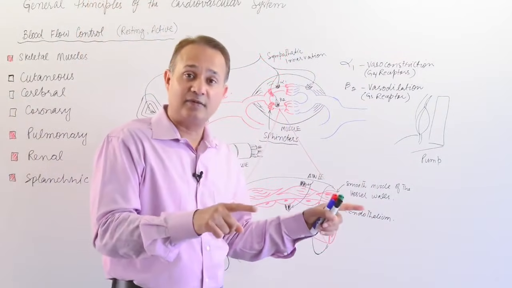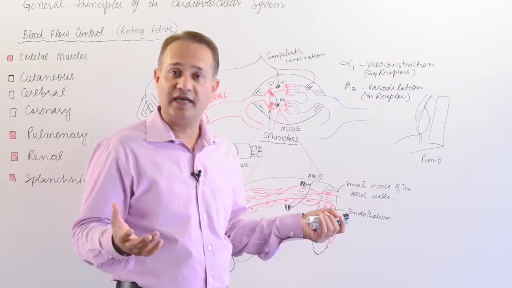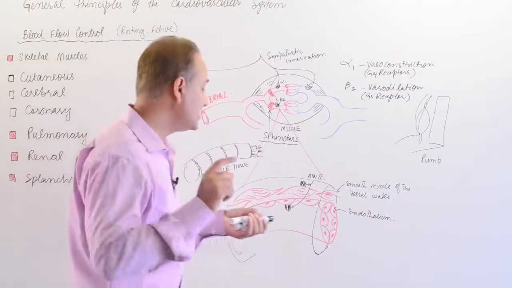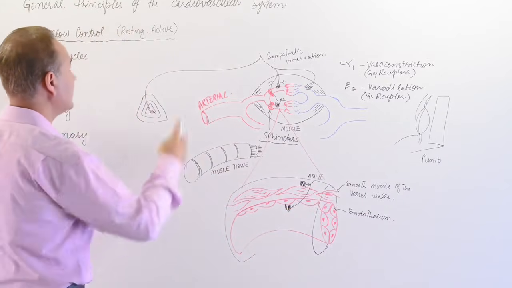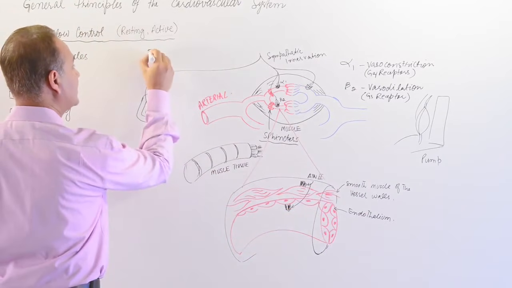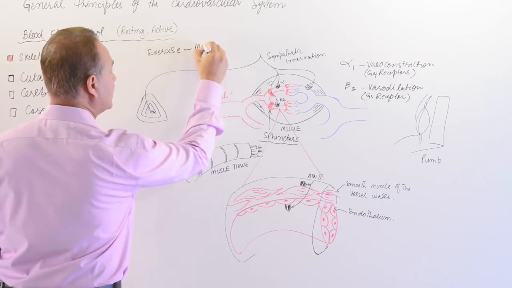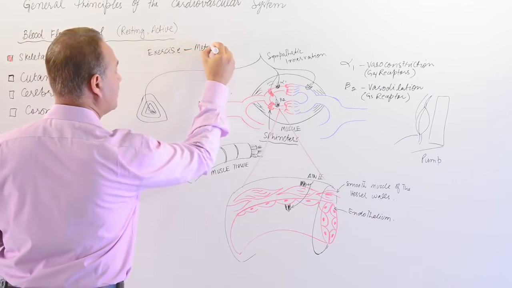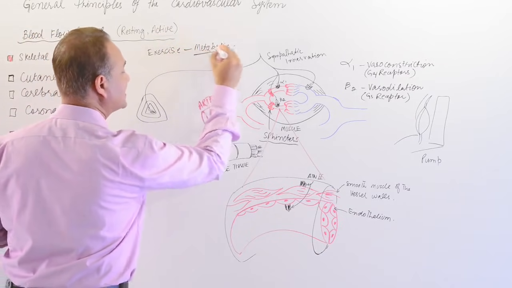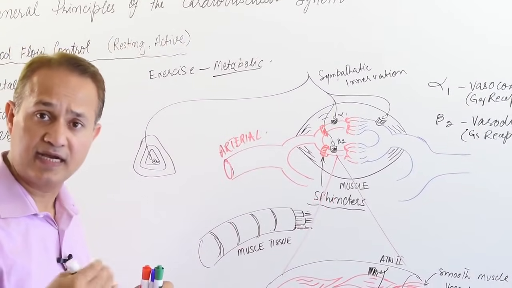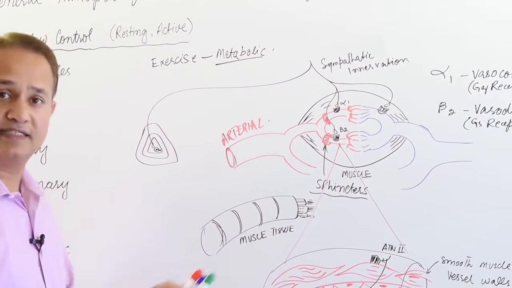Because they need extra blood flow, because we are working and the muscles are active. So what is happening in that case? During the active state, during the exercise, the metabolic mechanisms become active. That is the intrinsic regulation, that is the auto-regulation.